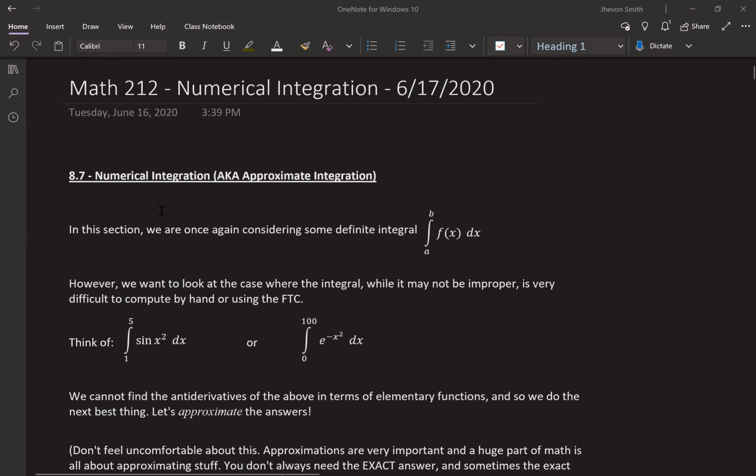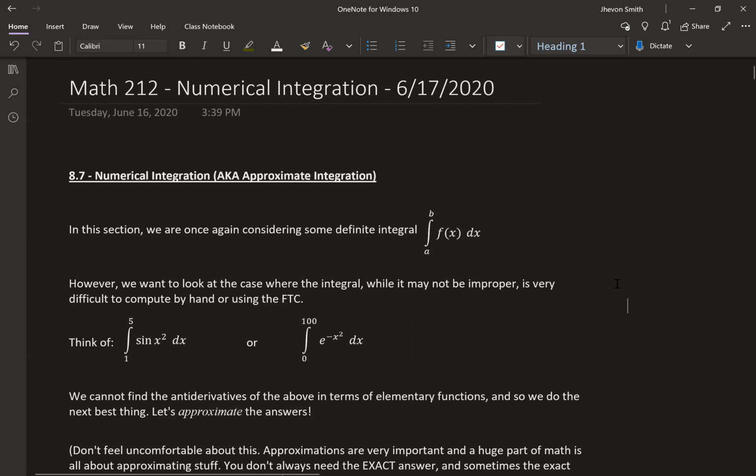Sometimes we actually want to compute definite integrals, and it's not even that they're improper. So for example, this integral here is not improper. This one here is not improper either. However, we can't integrate those guys. So we want to be able to deal with integration like that. Since we can't compute them directly because we do not have antiderivatives for these guys in terms of the elementary functions, we are going to do the next best thing, which is approximate them.